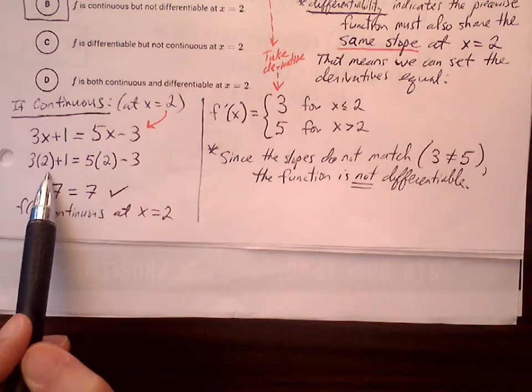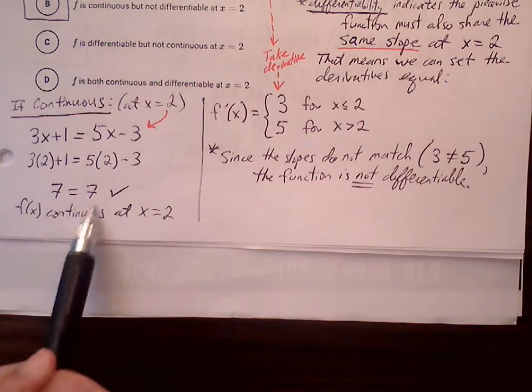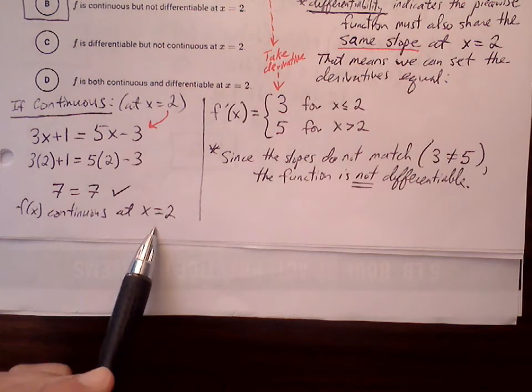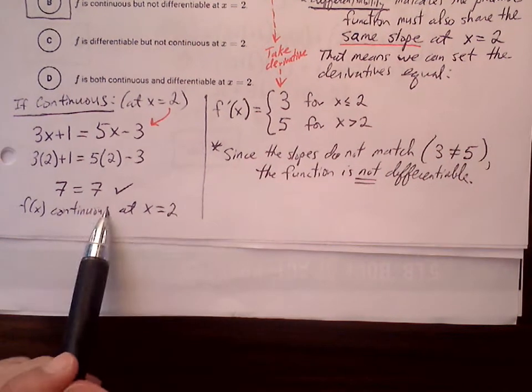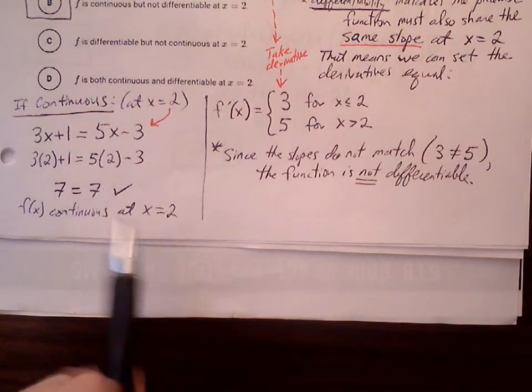Plug 2 in, I get 3 times 2 plus 1, which is 7. 5 times 2 is 10 minus 3, which is 7. 7 equals 7. So we know they are going to share the same y value at 2. So this is good. This is going to pass that continuity test.